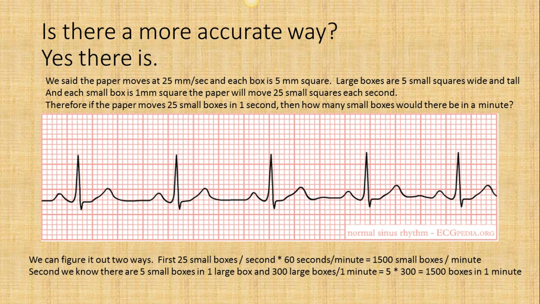So how do we figure that out? We know that there are 25 small boxes in 1 second. Multiply that by 60 seconds in 1 minute, and then we know that we have 1,500 small boxes every minute. Second, we know that there are 5 small boxes in 1 large box, and there are 300 large boxes in 1 minute. So 300 boxes in 1 minute times 5 little boxes per big box, we're going to get 1,500 boxes again in 1 minute.